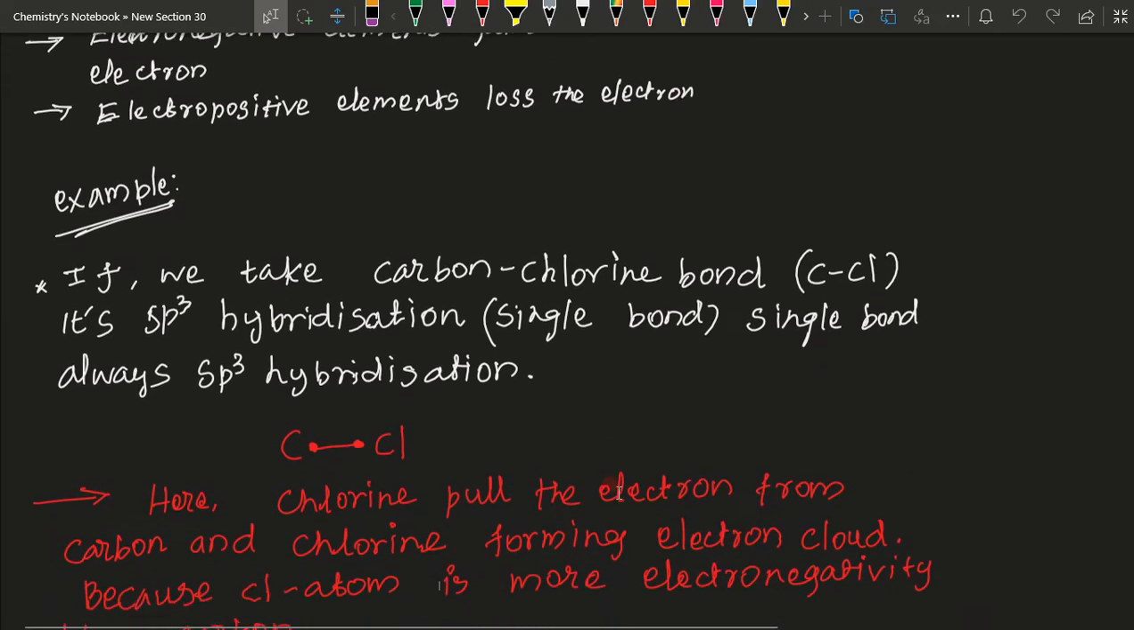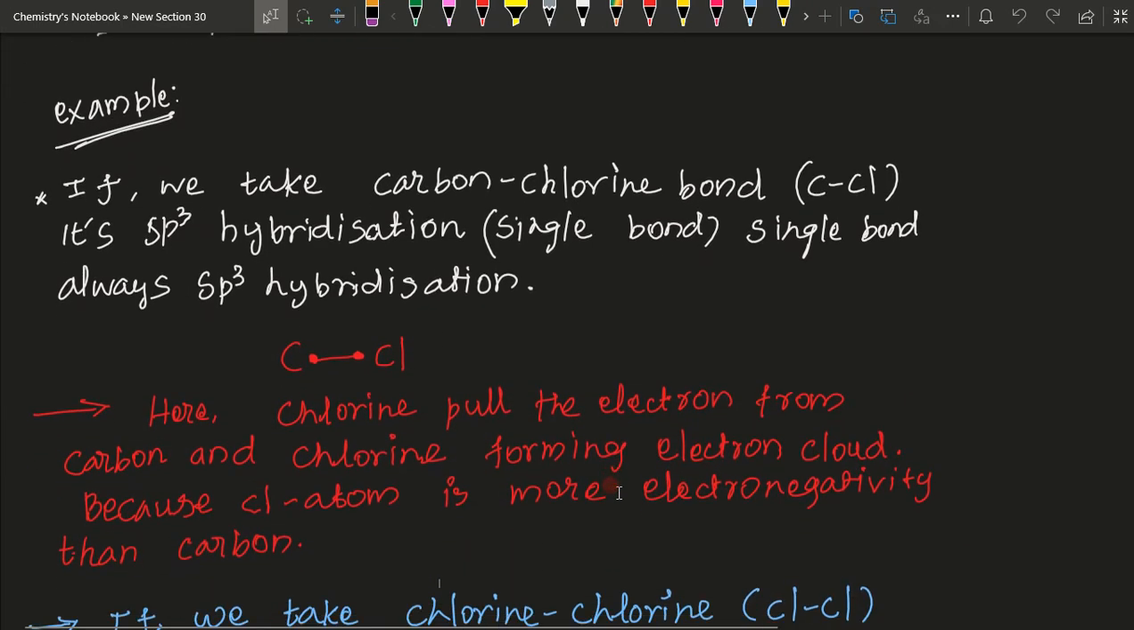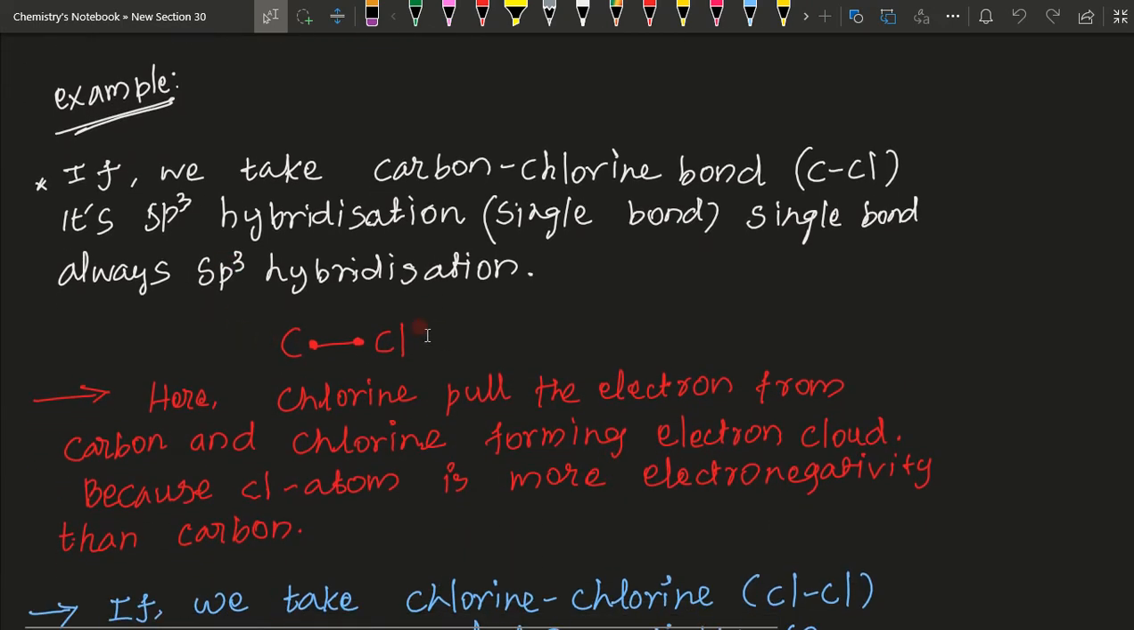See below, this is the carbon, this is the chlorine. The chlorine is a more electronegative element than carbon. See here, chlorine pulls the electron from carbon and chlorine forms an electron cloud, because chlorine atom is more electronegative than carbon.